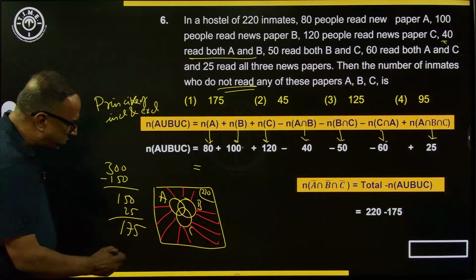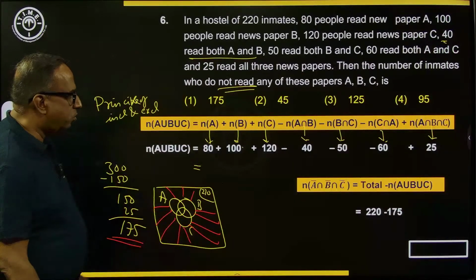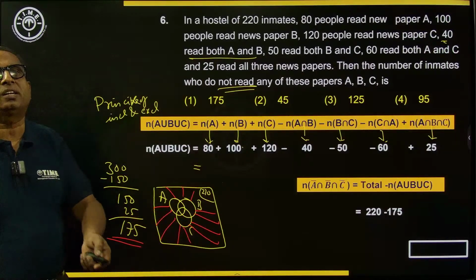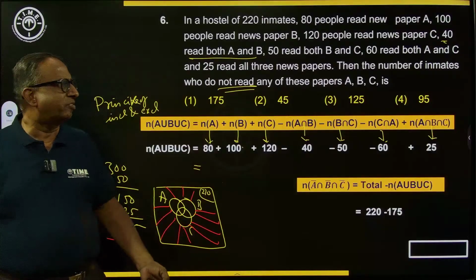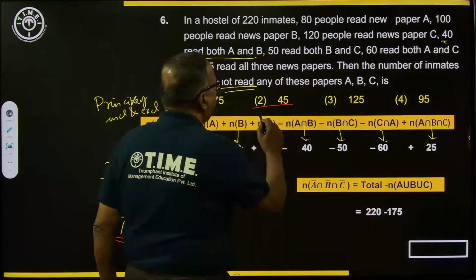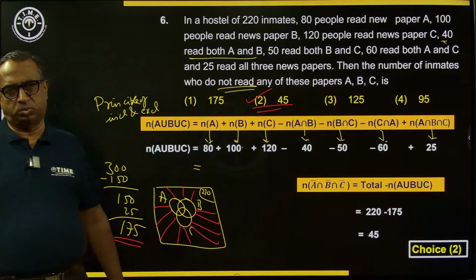ఆల్రెడీ మనకు 175 వచ్చింది కదా, ఇక్కడ 175 వచ్చింది. టోటల్ ఎంత? ఇది 220. 220 నుండి యూ హావ్ టు డిడక్ట్ 175. ఇక్కడ 25, అక్కడ 20 ఎంత? 45 అవుతుంది. ఆన్సర్ విల్ బి 45. ఓకే, దట్ ఈస్ చాయిస్ నెంబర్ 2.